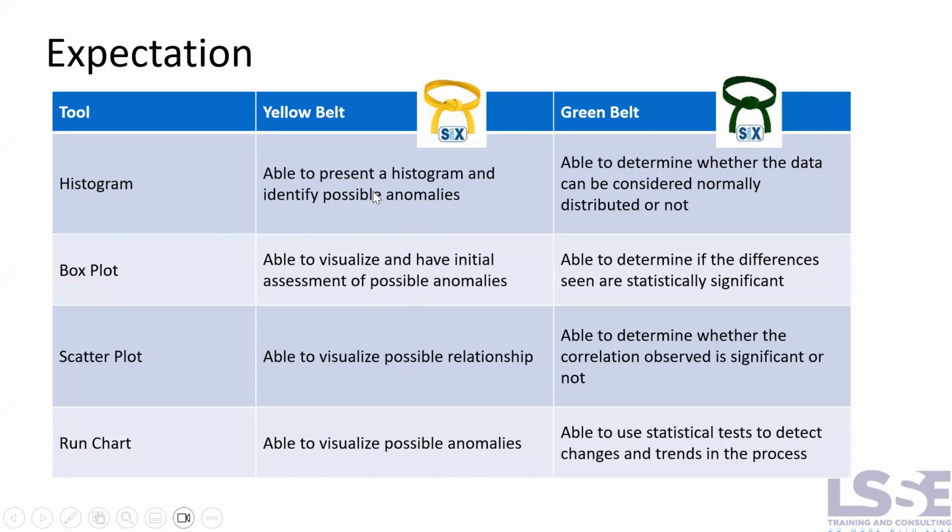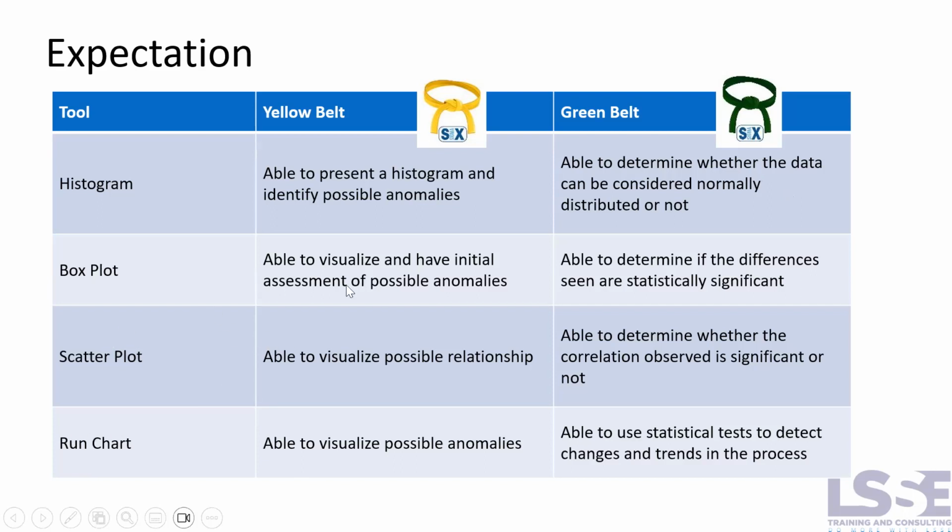So for a histogram, as a yellow belter, if you're able to present a histogram and identify possible anomalies, you're already good. Okay. In green belt, this one is really where the math really starts to be serious. So in the event that you'd like, in the future, to get certified for higher belts, as a green belt, there is a computation whether you would have to look at your data, whether your data is normally distributed or not. And there is a test, there's a statistical test for that.